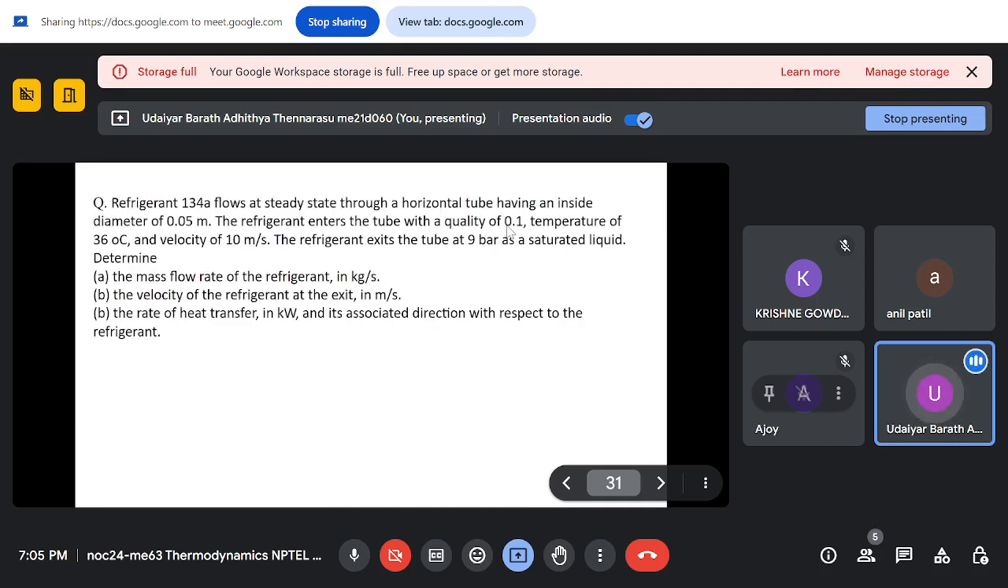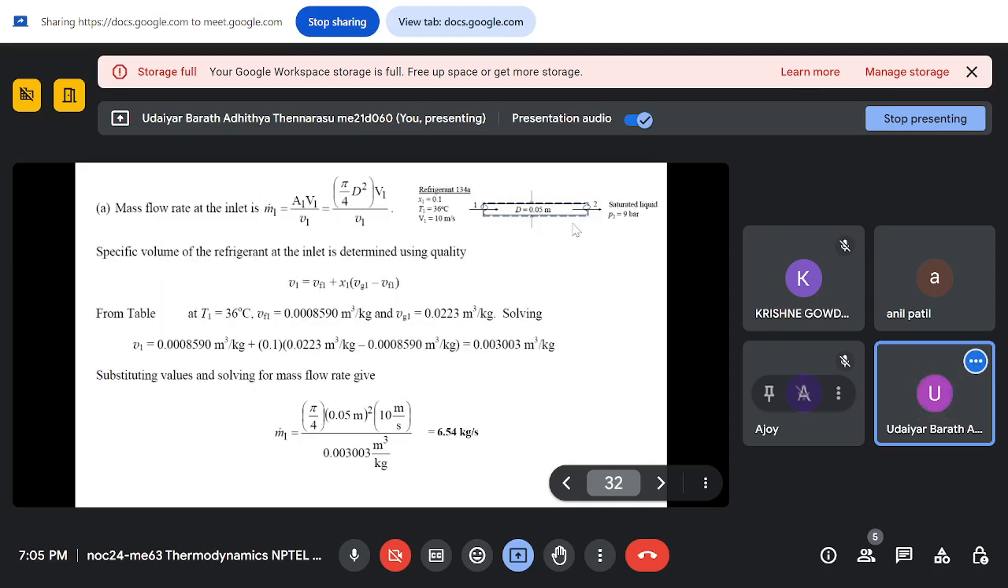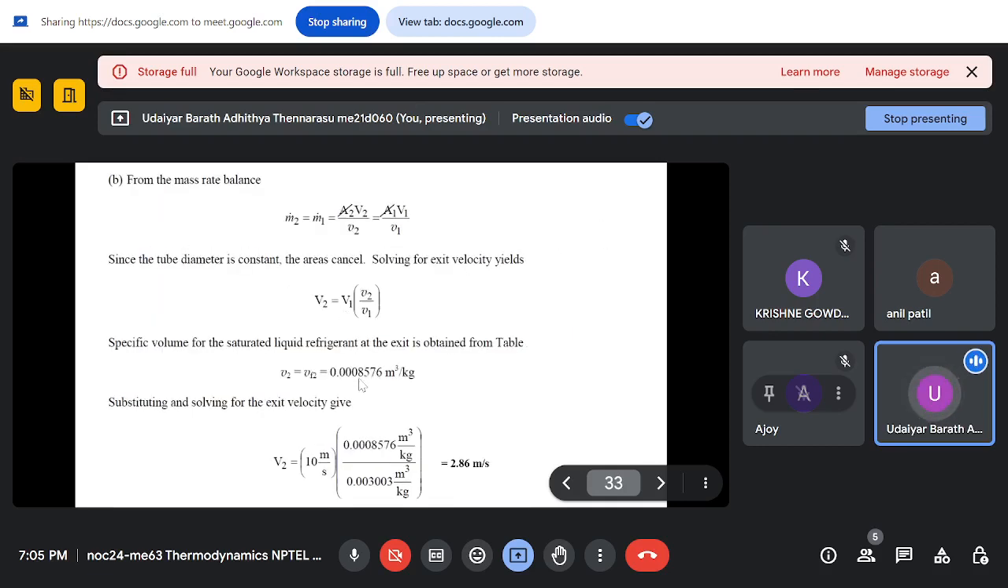Specific volume at state 2, they are saying that the tube exits saturated liquid at 9 bar. So corresponding from the table, corresponding to 9 bar and saturated liquid, specific volume will be 0.0008576 meter cube per kg. So substituting that, we can find out velocity at state 2, which is nothing but 10 into the ratio of specific volumes. Then it will come out to be 2.86 meter per second.